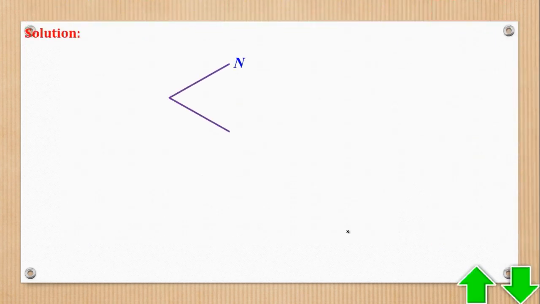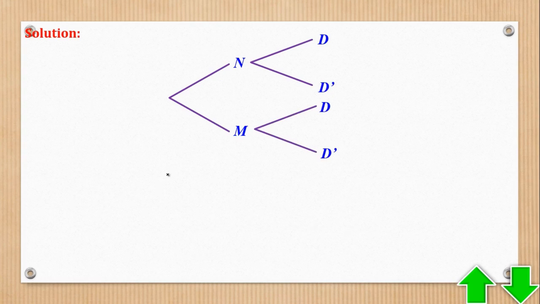So here the easiest way is to use a tree diagram. Here N means Nokia phone and M means Motorola. D means defective and D complement means it is not defective. We are given that the probability of the Nokia was 55%, so 55% is 0.55, and this was 45%, which is 0.45.